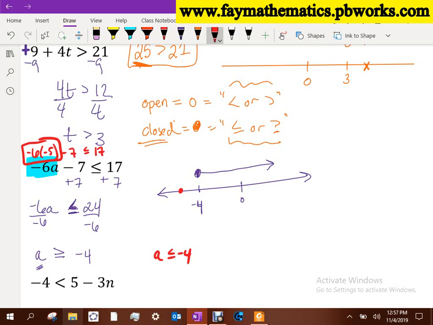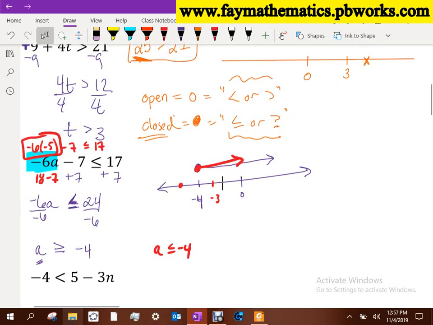Now, you might say, well, then why does -3 work? Well, -3 works when I plug it in here, because now I get -6 times -3, which is positive 18, minus 7. I'm subtracting 7 away from a small enough number, 18. So 18 minus 7 is 11, right? Is 11 less than or equal to 17? Yeah. That's why -3 was indeed graphed on that line.